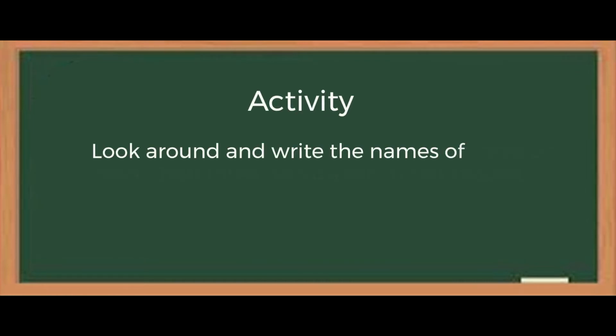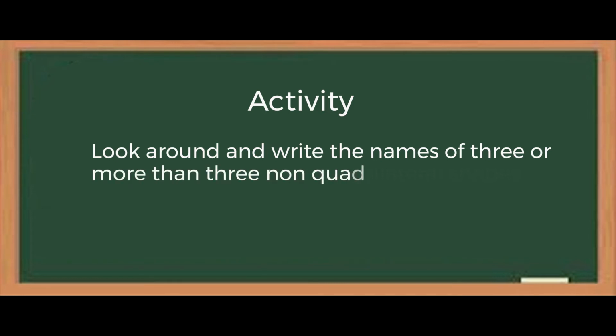You might have learned what are quadrilaterals and what are non-quadrilaterals. Now you might have understood about non-quadrilaterals. So again, I'll ask you to do one activity. What you need to do is take your pen and paper and look around and write the names of 3 or more than 3 non-quadrilaterals.